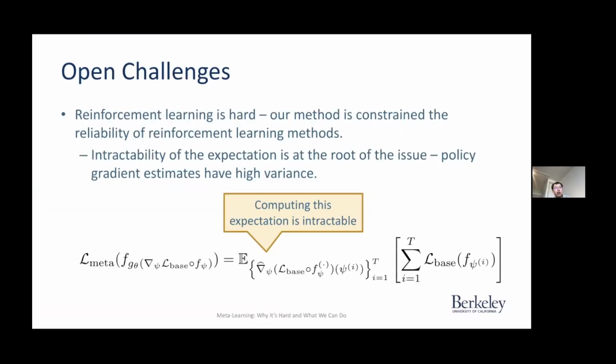Okay, so some of the open challenges in this setting. The most important one is just that reinforcement learning is hard, right? Our method is constrained by the reliability of the underlying reinforcement learning methods. And it is, in a sense, not the fault of RL methods. It is just coming from the problem formulation, right? The expectation is just intractable. So if you're going to try to have a policy gradient estimate of this, then it's just going to have high variance. And it is an open question how to overcome that.